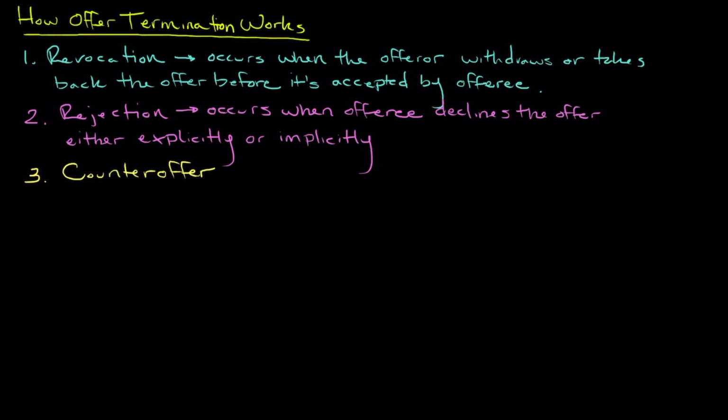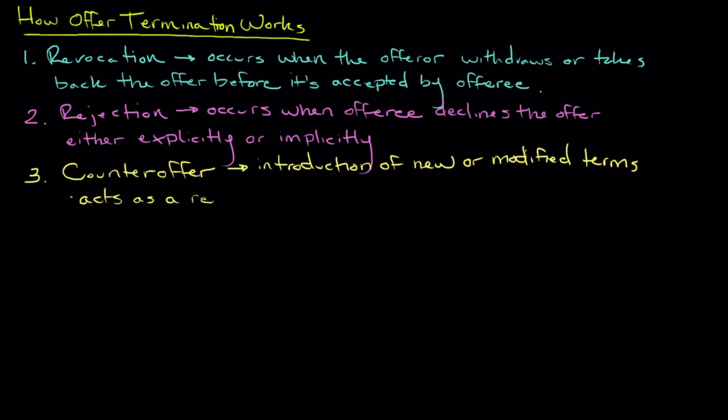The third way an offer can be terminated is through a counteroffer. A counteroffer is made by the offeree in response to the original offer and introduces new or somewhat modified terms. When a counteroffer is made, it acts as a rejection of the original offer and presents a new offer to the original offeror. So the roles kind of switch.